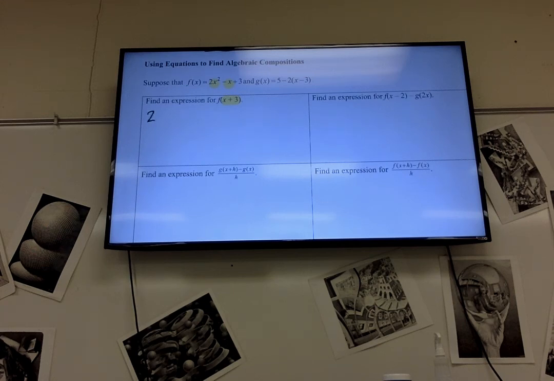So it's 2 times, if we can see that, squared minus x plus 3 plus 3. So all we've done is we've taken x plus 3 and put it everywhere we saw an x. Everything that's highlighted in yellow. Don't lose anybody there. Tend to lose people there.